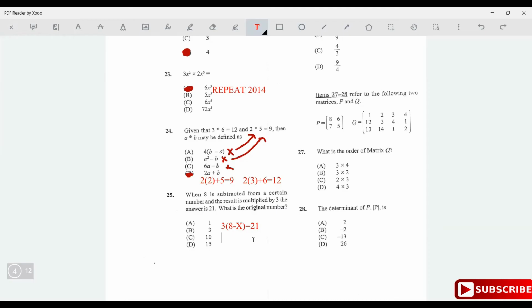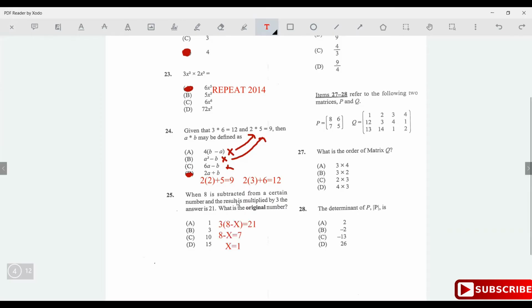If we divide both sides by 3, we get 8 minus x is 7. And if 8 minus x is 7, we add x to both sides and then subtract 7, and so x has to be 1. 8 minus 1 is 7, so x is 1. So when 8 is subtracted, oh no, genuine mistake. Scrap all of this.